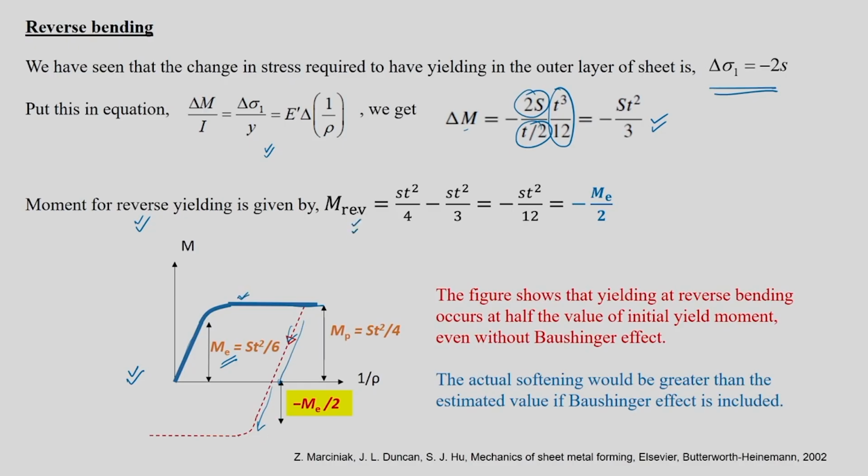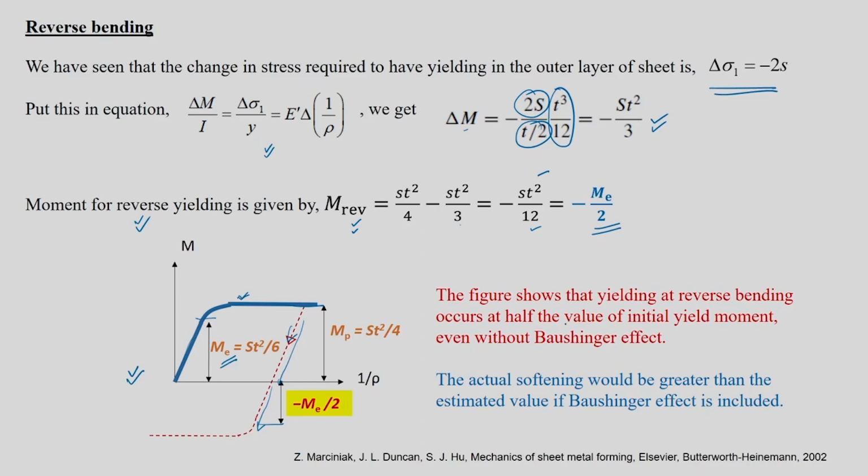So, I am writing reverse bending M_REV is equal to, so earlier I am going to have S T square by 4 minus S T square by 3, that would be equal to minus S T square by 12, which if you see it is nothing but minus M_E by 2. So, which is what is represented here. This M_E is nothing but S T square by 6, this is nothing but S T square by 12, which is just half of M_E. Okay. So, which is just half of my M_E.